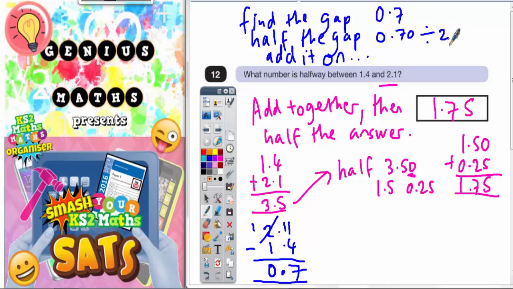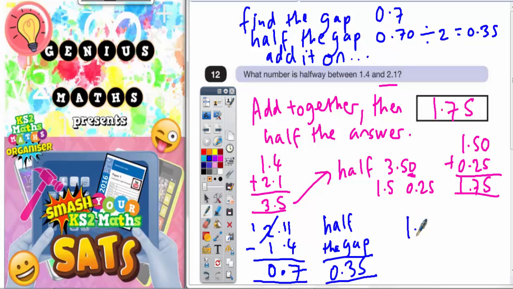So if you halve 0.70, it's like half of 70. Half of 70 is 35. So half of 0.70 is 0.35. So half the gap is 0.35. And finally, you would need to add that back on to the original and the smallest number, which is 1.4. So if you do 1.4 add 0.35, which is half the gap.